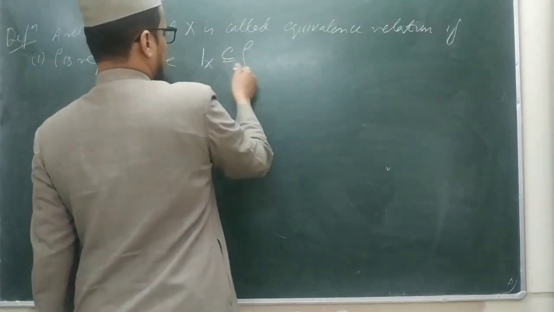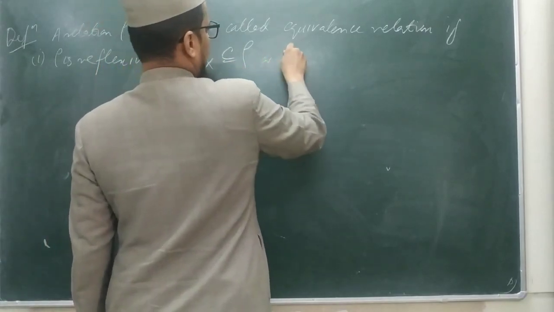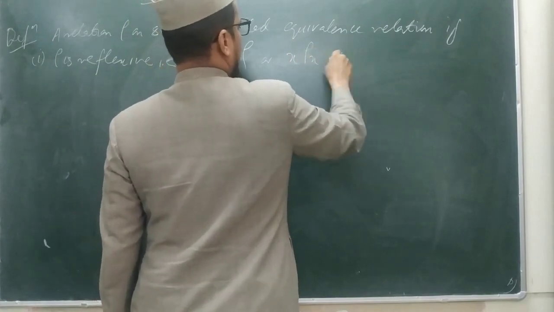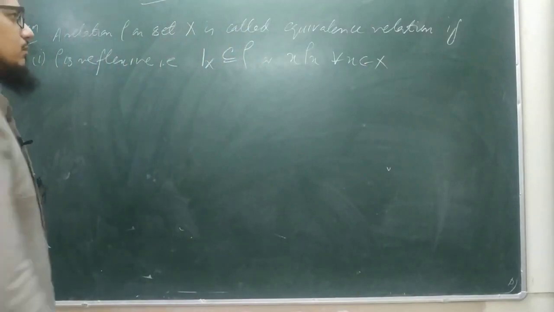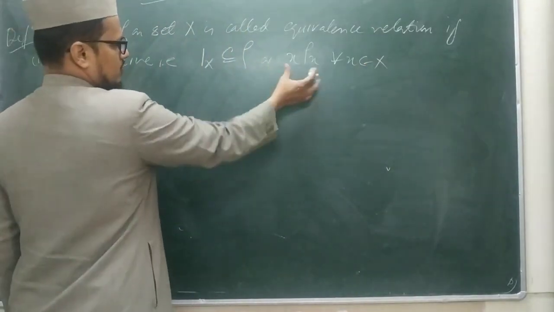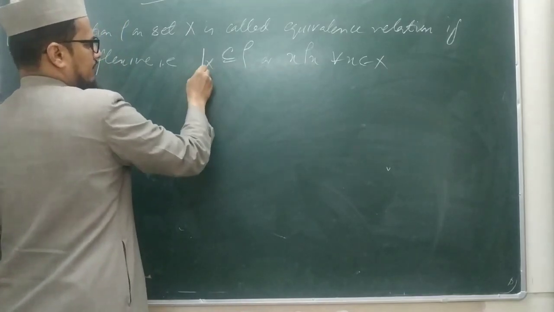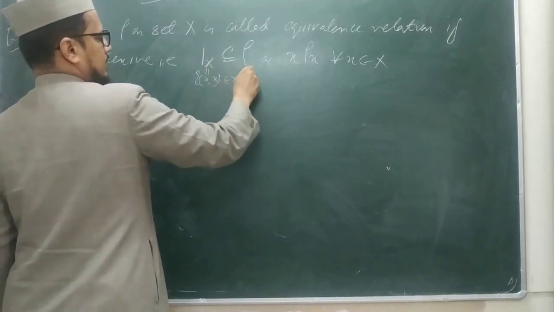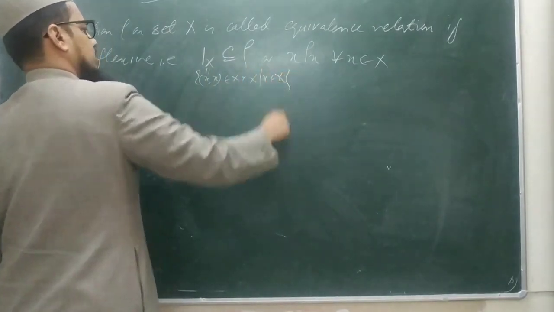1x means, what is 1x? Or you can say x rho x for every x belongs to x. Both are same. This is the equivalent definition, x rho x for every x belongs to x, or 1x. 1x is what? Well, everybody knows that it is the set of x comma x belongs to x cross x, such that x belongs to x.